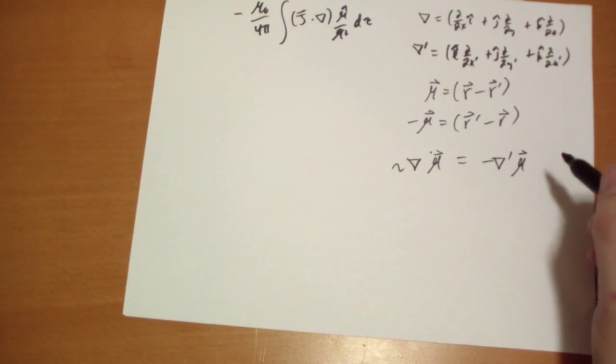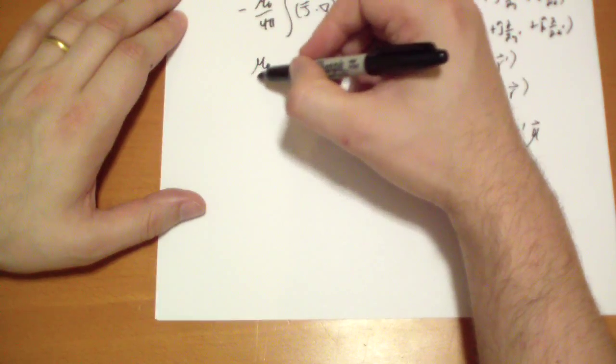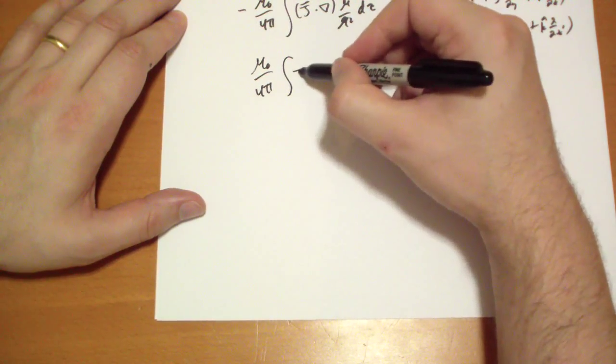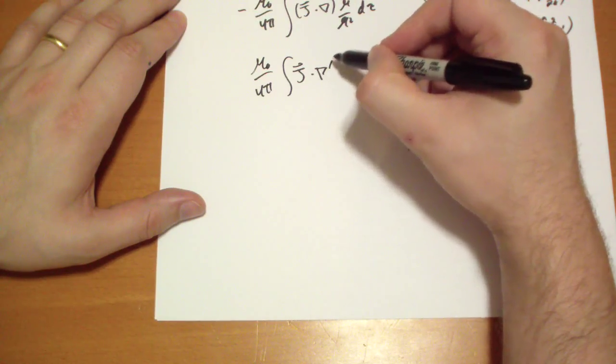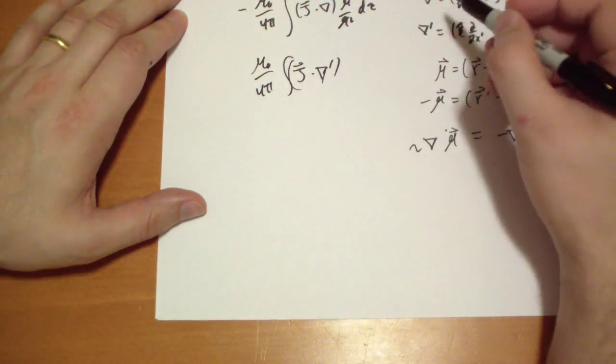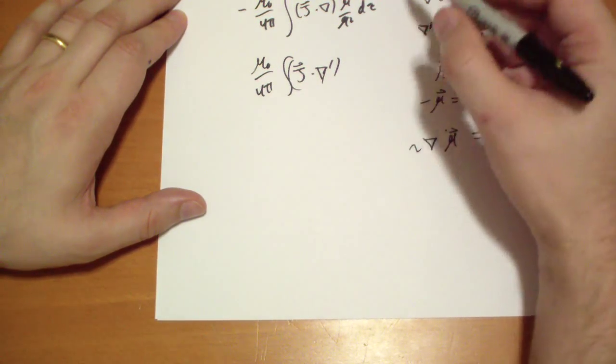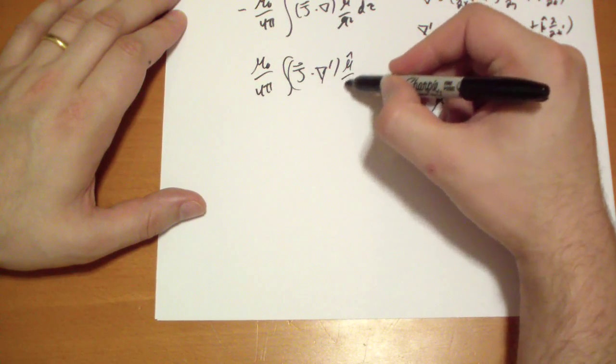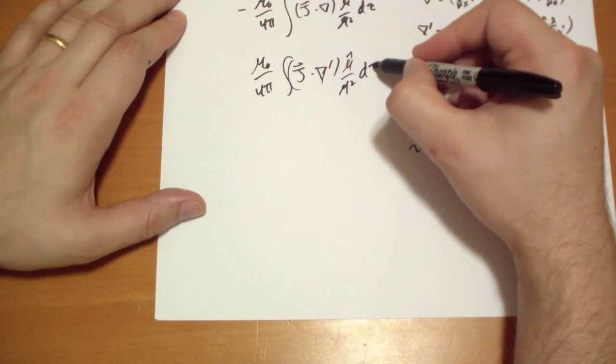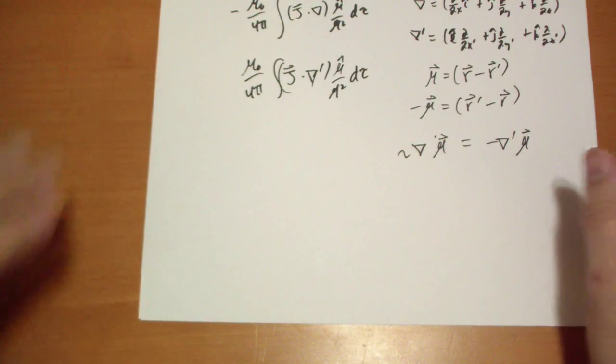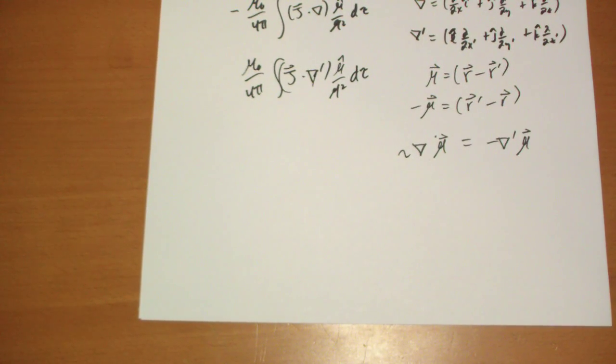So this guy is actually equal to mu naught over 4 pi integral of j vector dot the prime del, using x prime, y prime, z prime, of r hat over r squared d tau. Did you buy it? I hope you did. If you didn't buy it, shame on you. You need to do some more work until you do buy it.